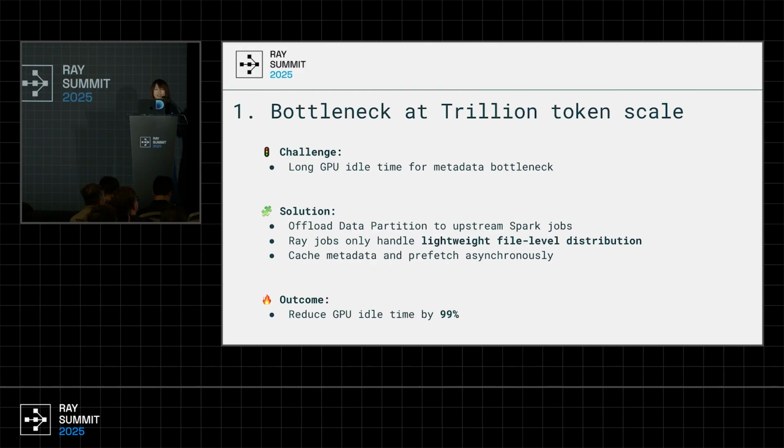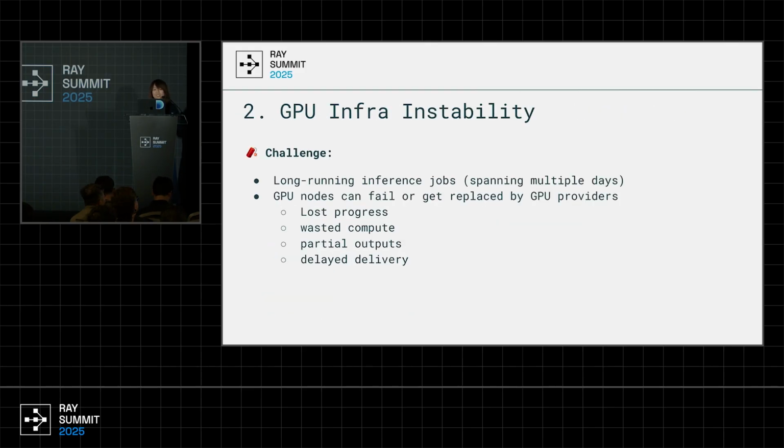And our job started to become very long running. So another challenge we hit is these long running inference jobs that can run for a few days. And right now, a synthetic data job our coworker is running has been running for a few weeks. And GPU nodes can fail or be replaced by our GPU providers. A lot of talks already mentioned how unstable the GPU infra is, and we have to deal with that. And this is a real story. Our researcher complained to us that his job failed at the last 1%, after taking a few days to reach there, and then he has to reprocess everything, and he's worried it's gonna delay the delivery. So this is not ideal.